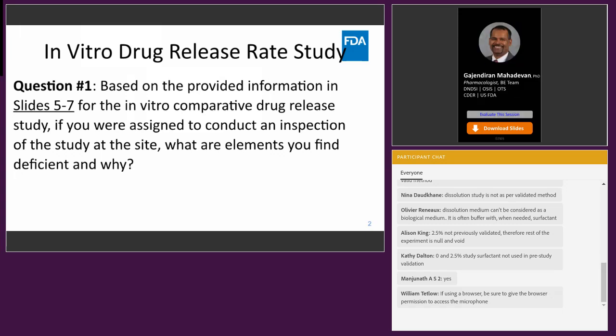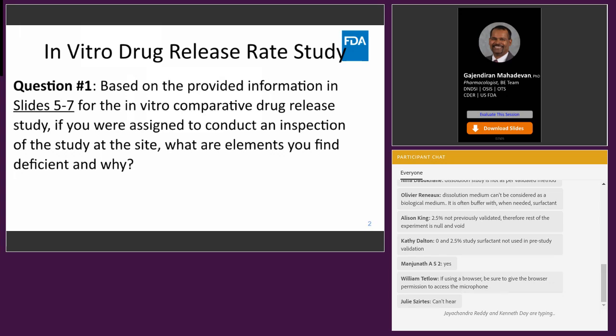I believe you got sufficient time to go over question number 1. So I'm going to read it out to you all. Question number 1: based on the provided information in slides 5 through 7 for the in vitro comparative drug release study, if you were assigned to conduct an inspection of the study at the site, what are the elements you find deficient and why? Let's keep chatting in the chat box. Your active participation is really important to get the maximum out of this case presentation. Please go ahead and type. Once again, I apologize for the technical snag. Let's keep going. Thank you very much.